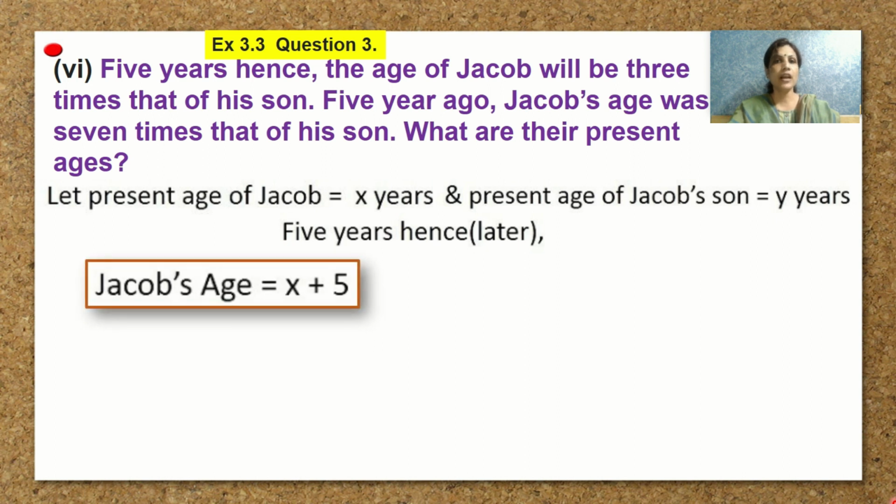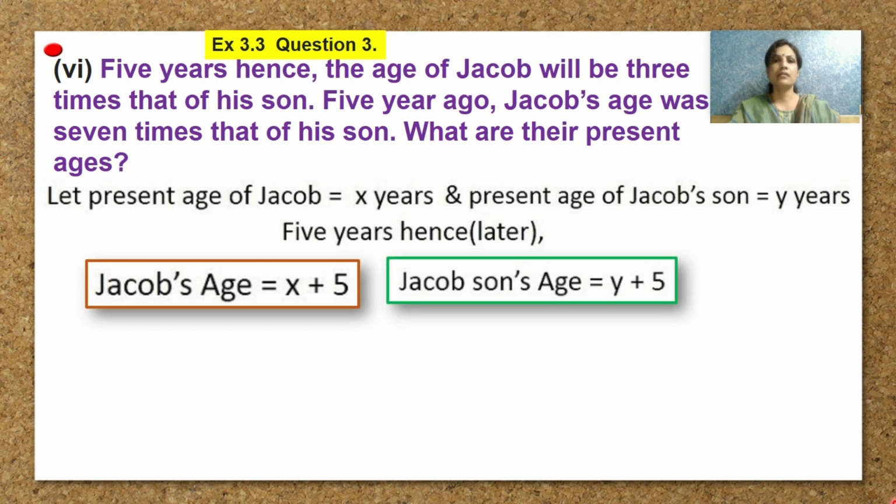Now present age of Jacob we have taken as x. So after 5 years, what will be Jacob's age? Jacob's age would be x plus 5. Similarly, Jacob's son age would be y plus 5 after 5 years. Let's see the condition. After 5 years, Jacob will be 3 times that of his son's age. So after 5 years, Jacob's age is this, is equal to 3 times his son's age. This is the first condition.